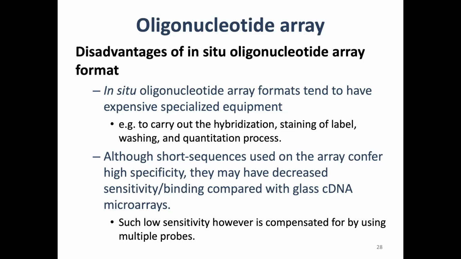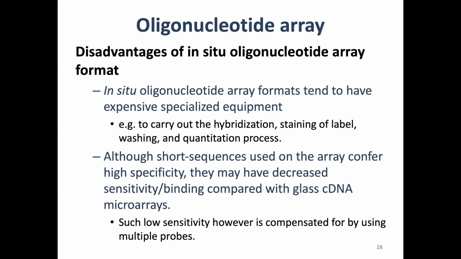And although short sequences used on the array confer high specificity, there may be decreased sensitivity of binding compared with the glass cDNA microarray. Obviously, the difference is that the glass-based cDNA microarray has a longer cDNA, so sensitivity is higher there, whereas the oligonucleotide microarray has a lower sensitivity but higher specificity. But to compensate for the lower sensitivity in the oligonucleotide microarray, it uses multiple probes to capture the same gene. So this will compensate for the lower sensitivity.